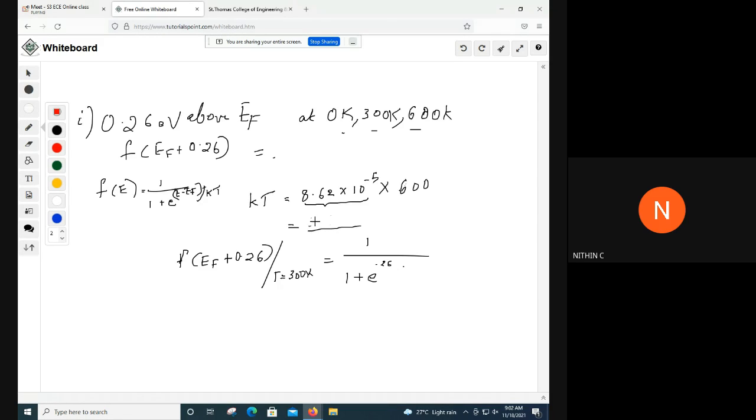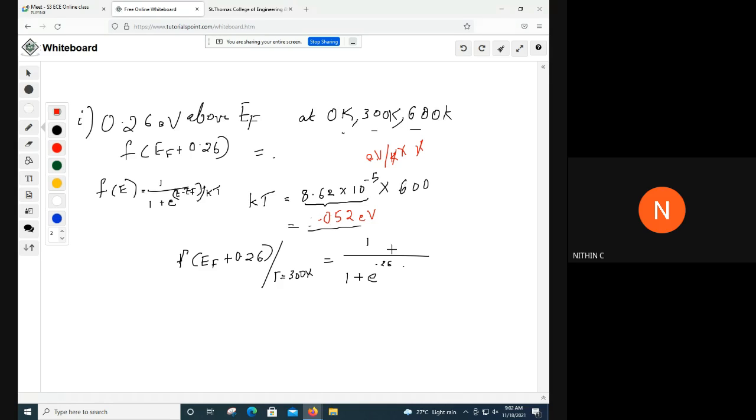What will be the KT value? Yes, 0.052 you can take. 0.052. Its unit will be electron volt. How does it become electron volt? The unit of k is electron volt per Kelvin and T, temperature unit, is Kelvin. If you are multiplying this, K and K will get cancelled and the unit will be electron volt. So 0.052 electron volt will be the value of KT.